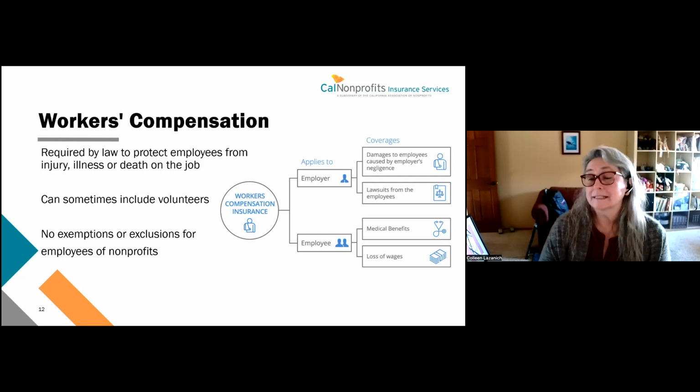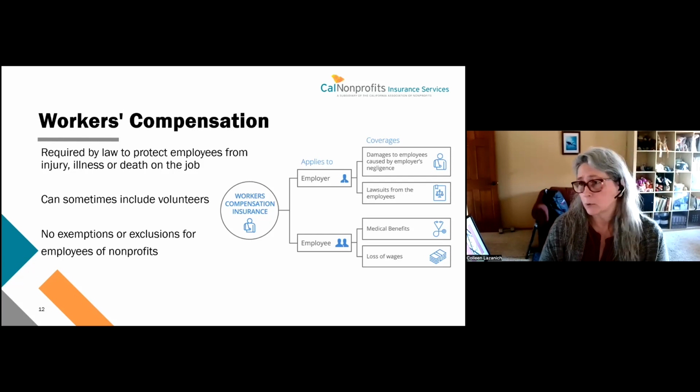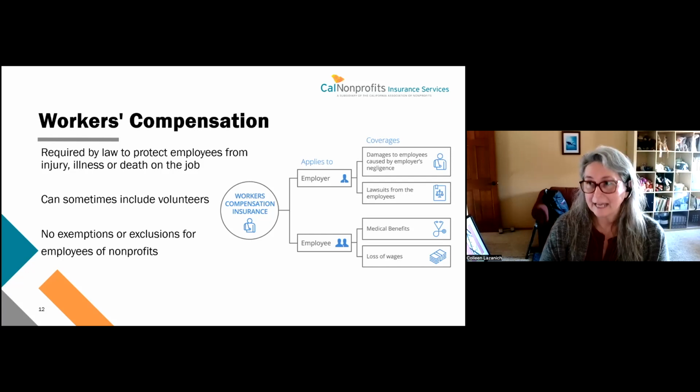There are no exemptions or exclusions for employees of nonprofits. If you ever hear somebody tell you, oh, we can exclude your paid board members, that is false. Nobody who is paid can be excluded from workers' compensation insurance. That includes a stipend, that includes a paid intern. Everyone has to be covered if they're being paid.